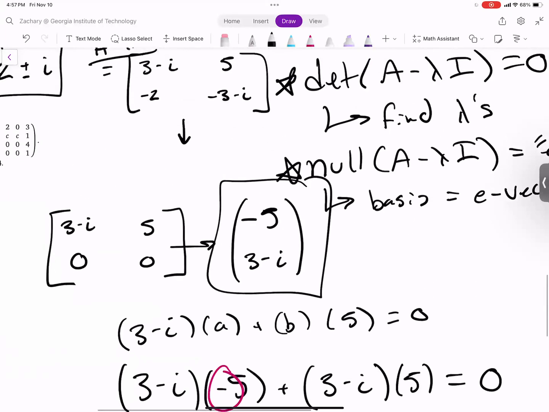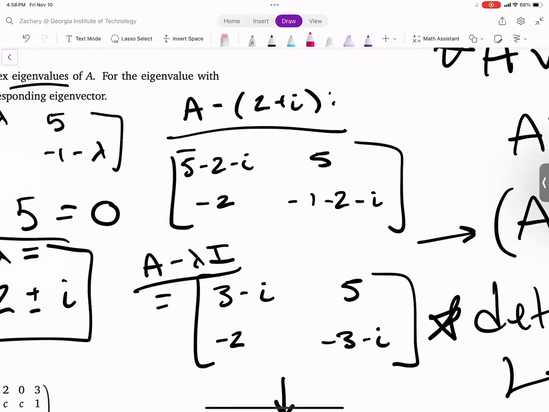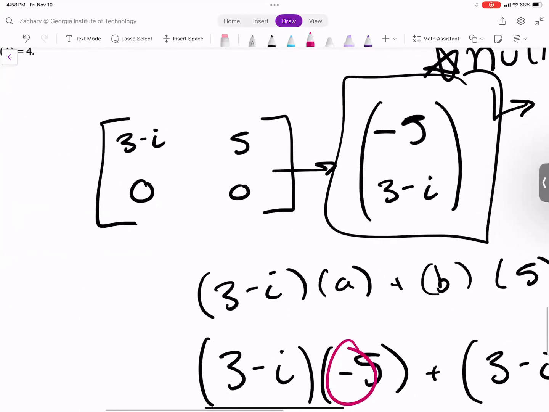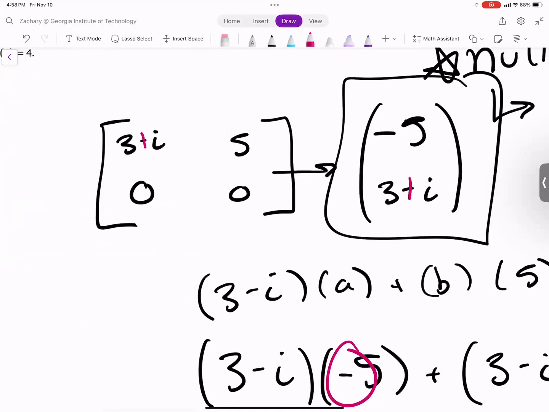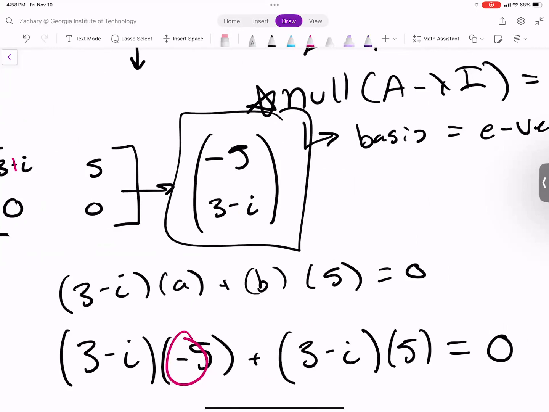So if they did ask for the other eigenvalue, if we look back here, this isn't going to be minus i, it's going to be plus i, and then this is going to be plus i, and then this would be plus i. So all we're switching is the sign there. Your other eigenvector, for lambda equals 2 minus i, is going to be -5, 3 plus i. It's the complex conjugate of what we had for the other eigenvalue. Complex conjugate just means flip the sign of the imaginary part.